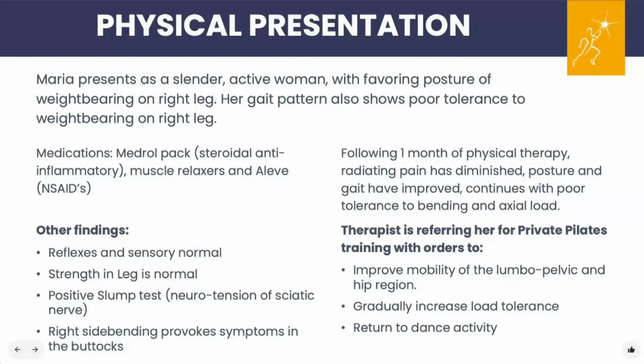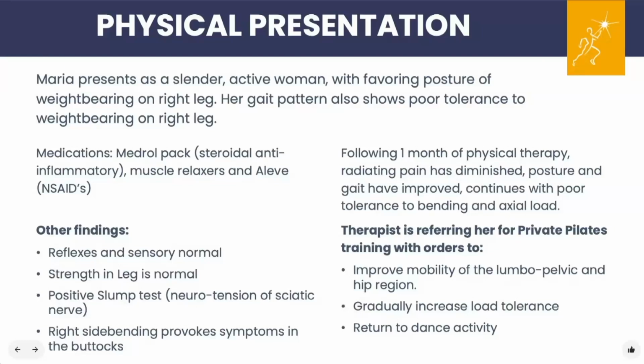I want you to remember that as we progress her in her exercises and she's feeling better: how do we make sure that she doesn't have that neurotension that she really can't have as a ballet dancer, modern dancer, mother of a 3-year-old? She has to be able to bend down, even in just basic dressing. Right side bending provokes symptoms in the buttocks. If she bent to the right side, where we said the problem was, she could feel the pain into her buttocks and a little bit down her leg when she came for physical therapy.